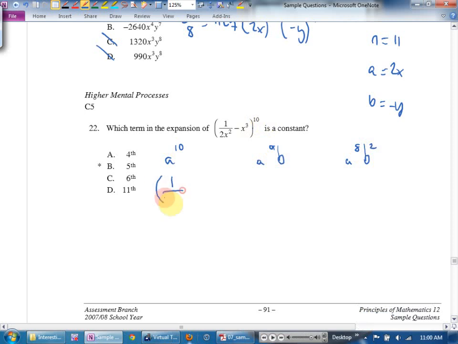Here I'm going to have a 1 over 2x squared to the 9th, negative x cubed to the 1. Again, I don't care about the 2 or the negative. How many x's do I have on the bottom? 18. How many do I have on the top? 3. I'm going to have 15 left on the bottom, and I say, hey, maybe I'm going up by 5s.